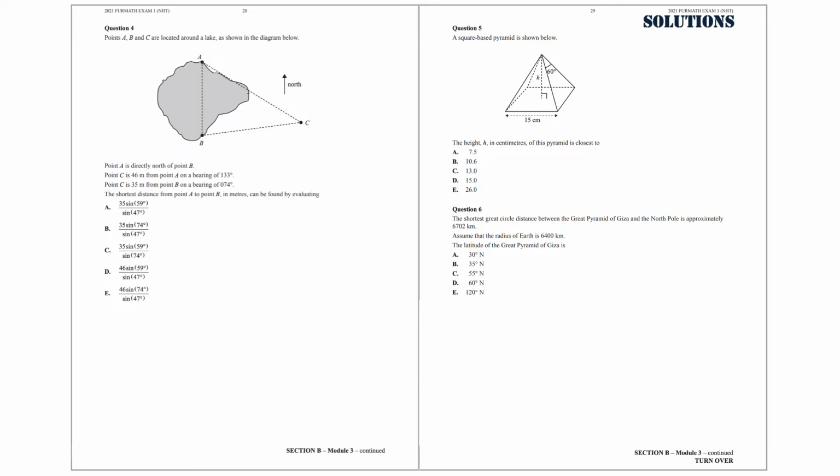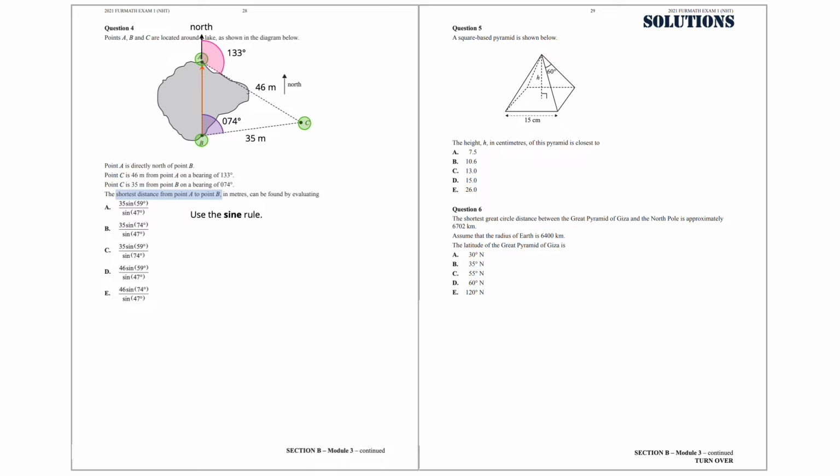Question 4. Points A, B, and C are located around the lake as shown in the diagram below. Point A is directly north of point B. Point C is 46 meters from point A on a bearing of 133 degrees. Point C is 35 meters from point B on a bearing of 074 degrees. The shortest distance from point A to point B in meters can be found by evaluating which one of the following expressions.